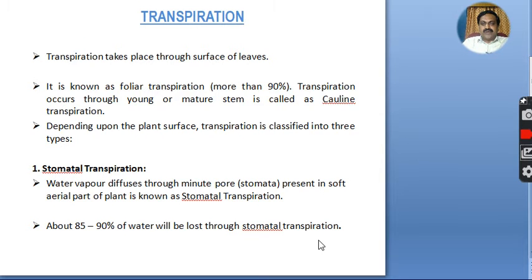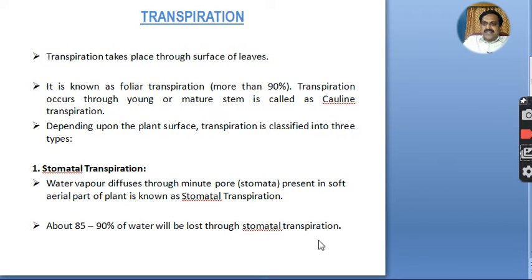So nature has given the plants a mechanism to remove this excess water from the plant body. The rest of this water absorbed by the plants is ultimately lost to the atmosphere, either in the form of vapors or in the form of liquid droplets.